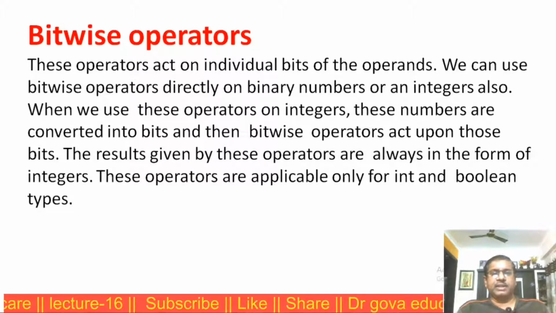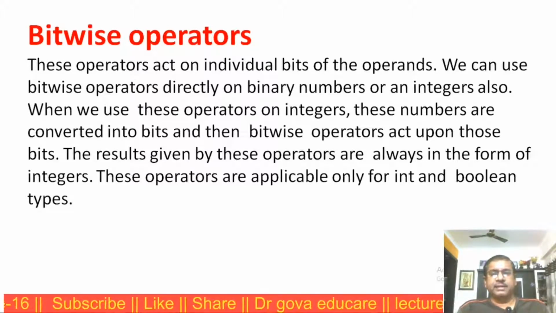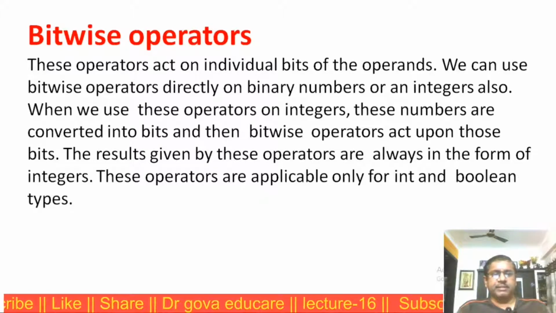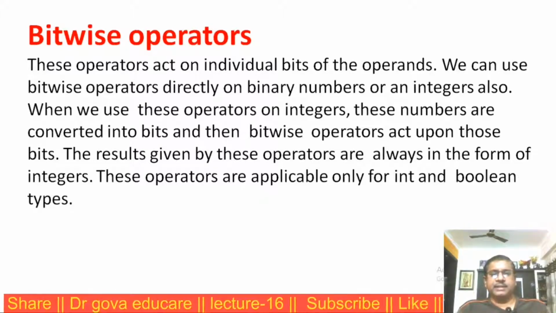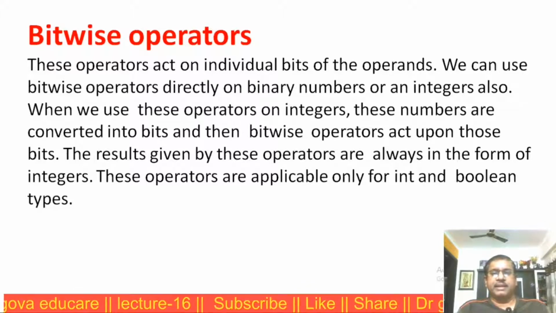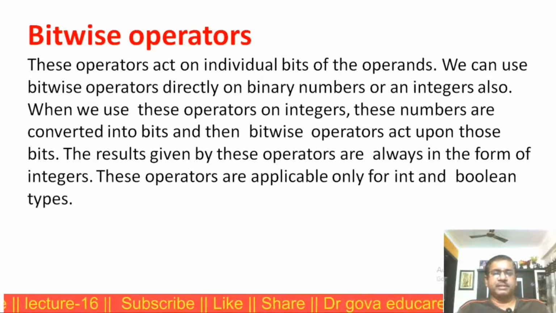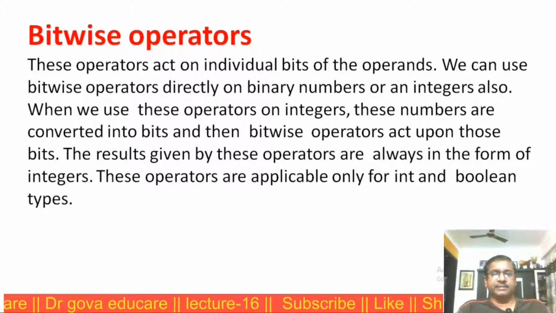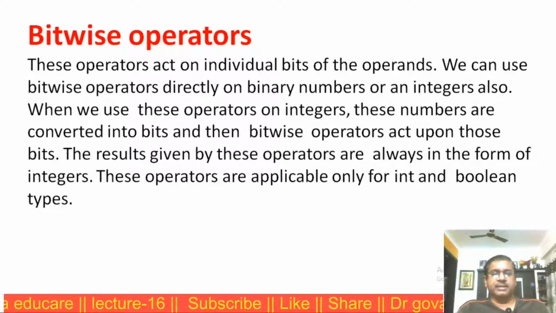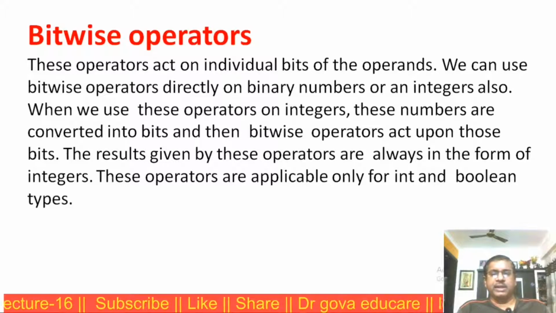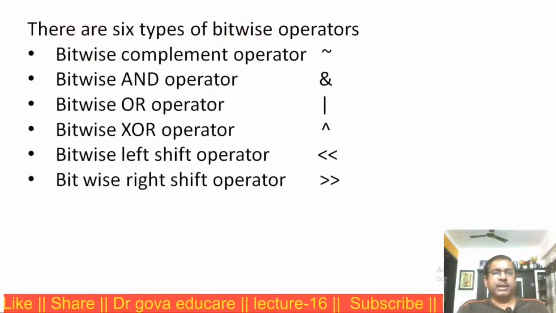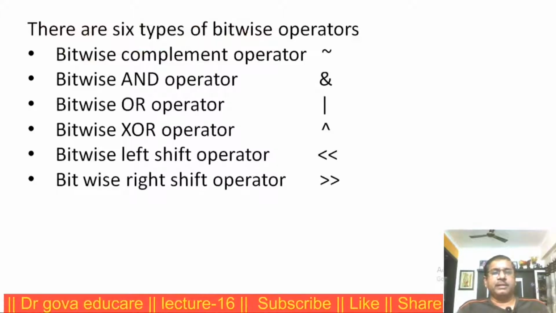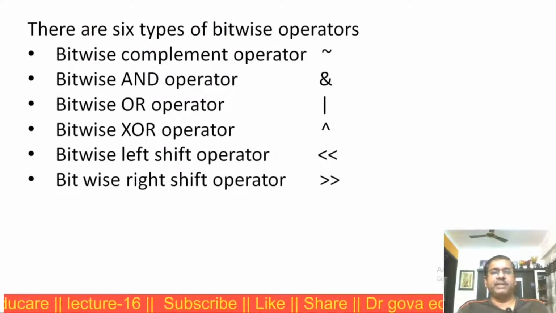When we use these operators on integers, these numbers are converted into bits and then bitwise operators act upon those bits. The results given by these operators are always in the form of integers. These operators are applicable only for int and boolean types. In Python programming, there are 6 types of bitwise operators.